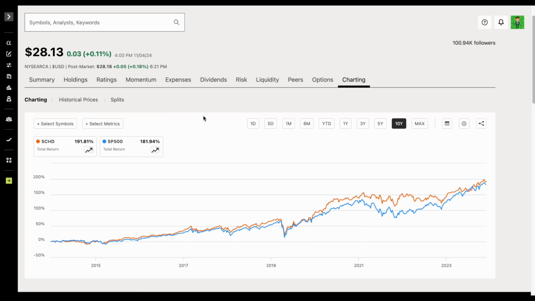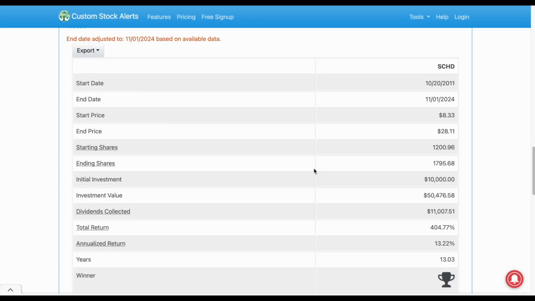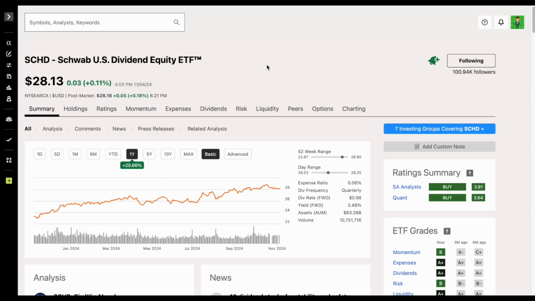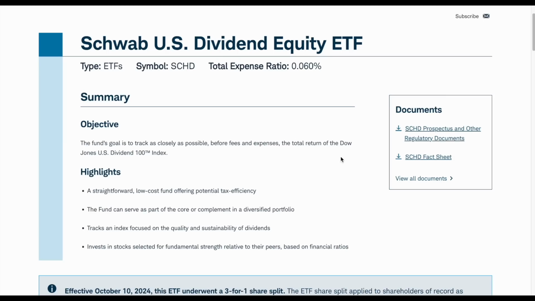Now obviously it's easy to pick and choose a time frame where one does better than the other, so let's go back even further. If we look at how SCHD has done since inception, they have an annualized return of 13.22%. And keep in mind, the start date for SCHD was October 20th of 2011. So obviously compared to the S&P 500, this is still a relatively new ETF. But even though SCHD has only existed since 2011, the Dow Jones US Dividend 100 Index has existed for much longer, and keep in mind again, that's what the fund's goal is to track.